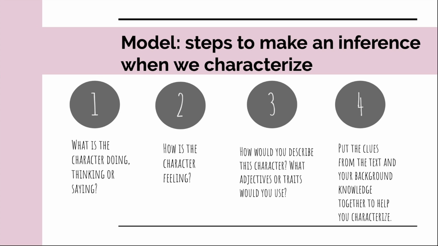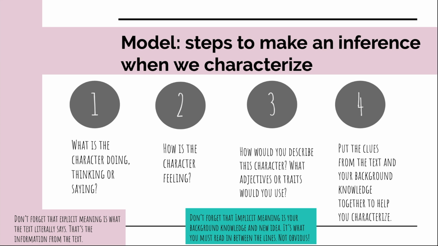Before we dive in further, I want to go over a few other things. Don't forget that explicit meaning is what the text literally says. That's the information directly from the text. So when we do step 1, right, that would be more explicit. We're looking for things the text literally says. Whereas implicit meaning is your own background knowledge to help you form that new idea. It's what you must read in between the lines, and it's not as obvious.